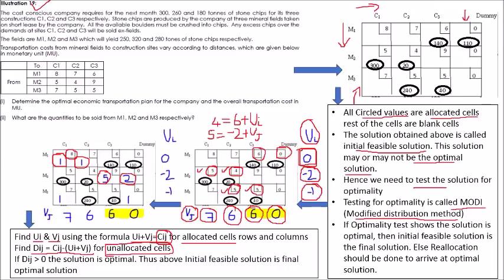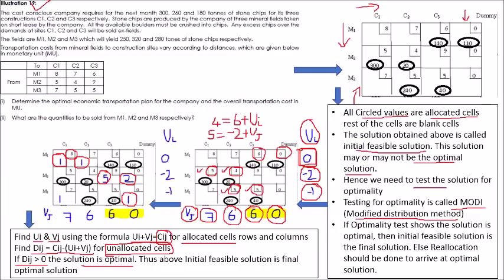If the Dij value of all unallocated cells is greater than 0, the solution is optimal. So here you can find the Dij values as 1, 1, 5, 2 and 1. All the Dij values are greater than 0, hence the given solution is optimal.